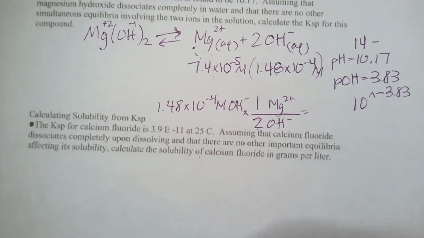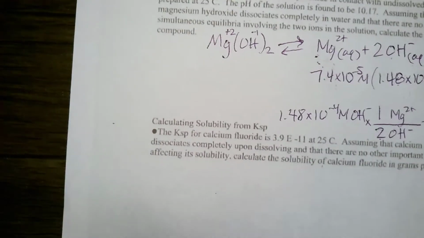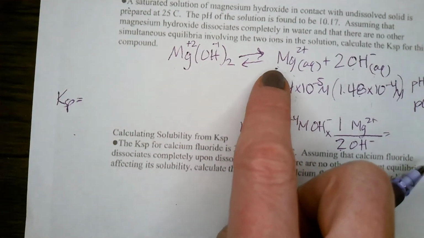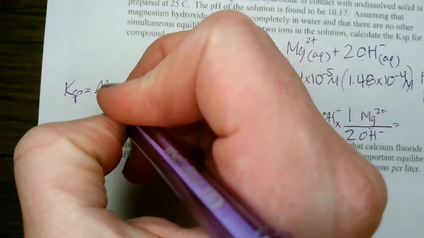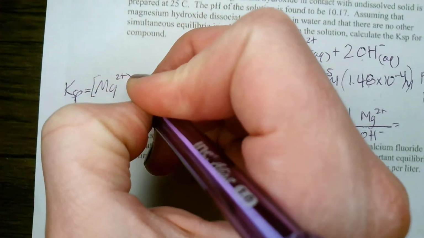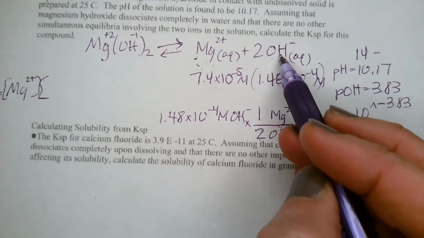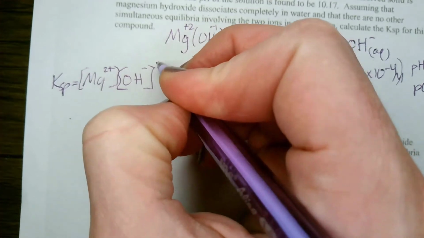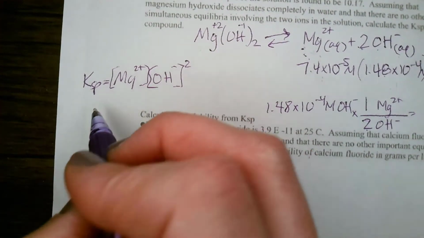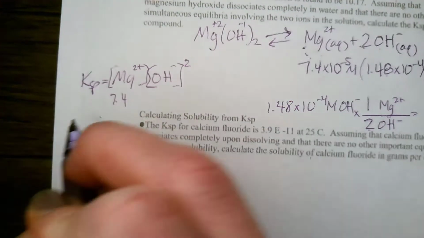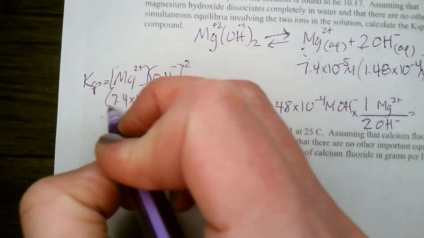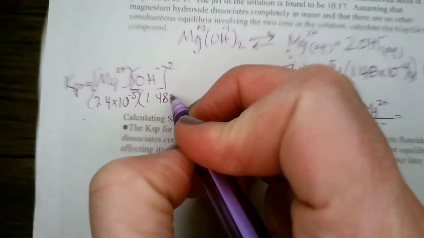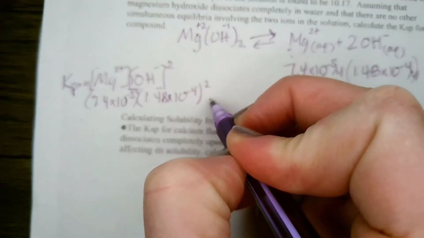Okay, now let's set up our Ksp. I'm going to go over here to the left. Our Ksp is equal to our magnesium concentration times our hydroxide ion concentration squared. So that is equal to 7.4 times 10 to the negative 5th times 1.48 times 10 to the negative 4th squared.